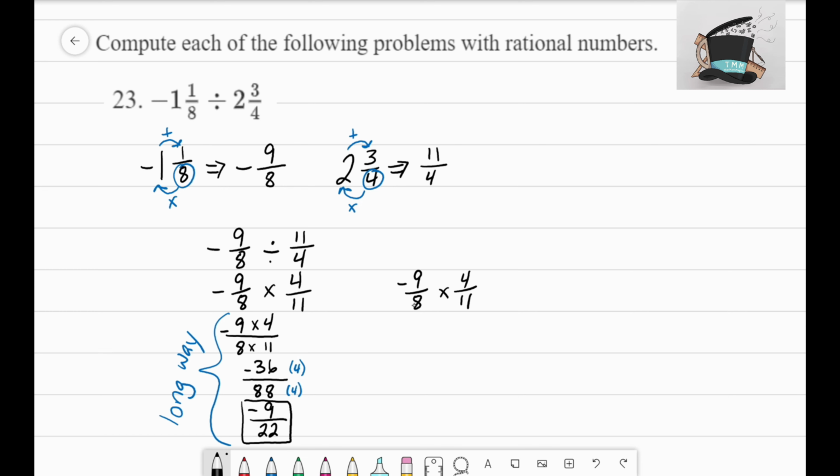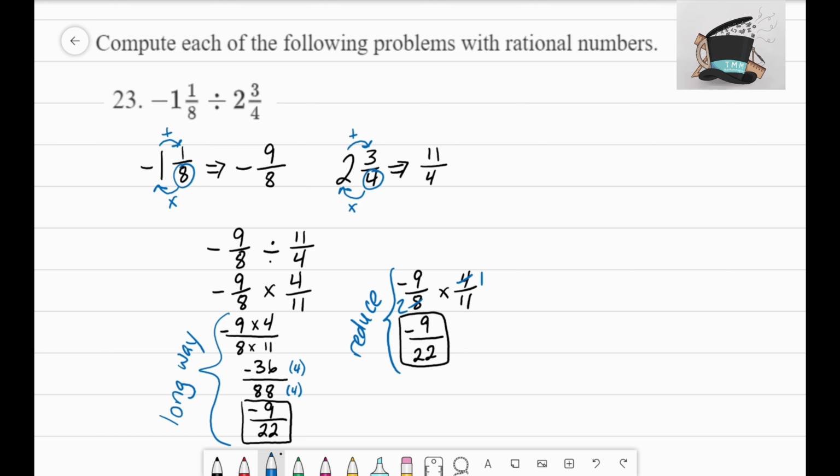Now, I have a 4 and an 8 here. I know that 4 goes into 4 and 4 goes into 8, so I can reduce that now. This 4 turns into a 1 and this 8 turns into a 2. Now I end up with a much simpler version that's going to get me to the same answer as the first way. Negative 9 times 1 is negative 9 over 2 times 11, which is 22. I ended up with the same exact answer, but this way is the shorter way because we reduce first. We like to reduce. Reducing helps us. But again, either way is fine.